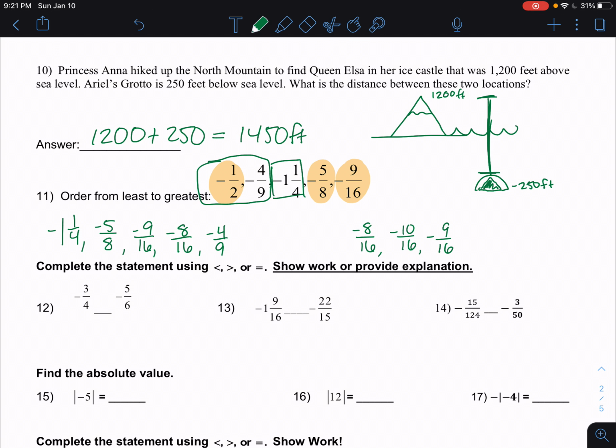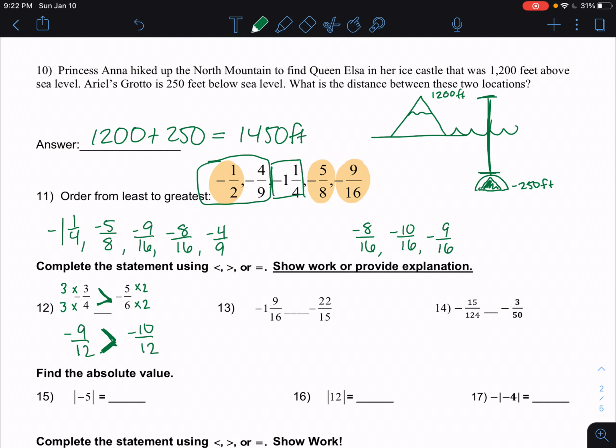For 12, 13, and 14, we're going to use those different look-fors that we talked about way back before break. So for negative 3/4 and negative 5/6, I know that 4 and 6 can be made into the same denominator, which is my favorite way to compare. So I'm going to multiply 4 by 3. So I'm going to get negative 9/12. And then here I'm going to multiply by 2. So I get negative 10/12. Negative 10/12 is actually further away from 0. So negative 3/4 is greater than negative 5/6.